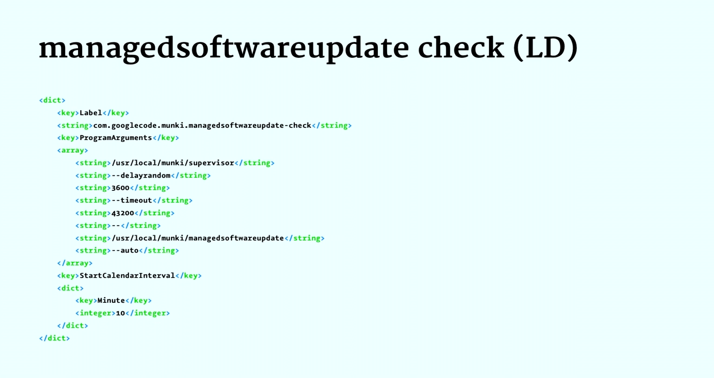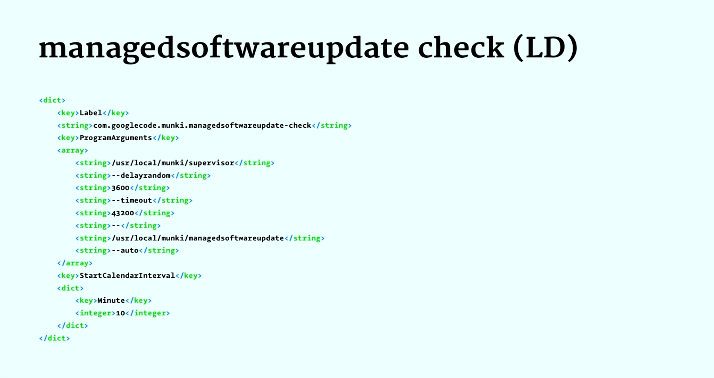So what this tells us is that every 10 minutes, because it's starting on the 10th minute of the hour, the supervisor kicks off and says, all right, I'm going to launch a Munki run sometime between now and 3,600 seconds from now, which if you're low on coffee is anywhere from 1 second to 1 hour. So Munki will run about once an hour.